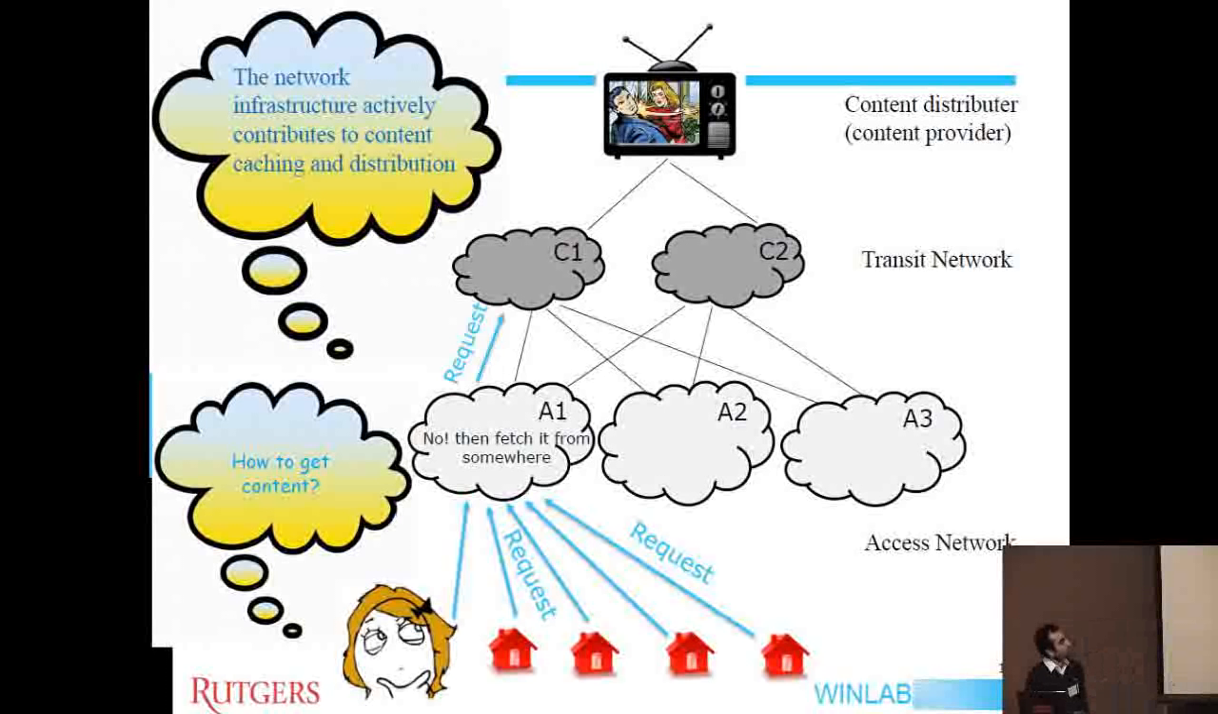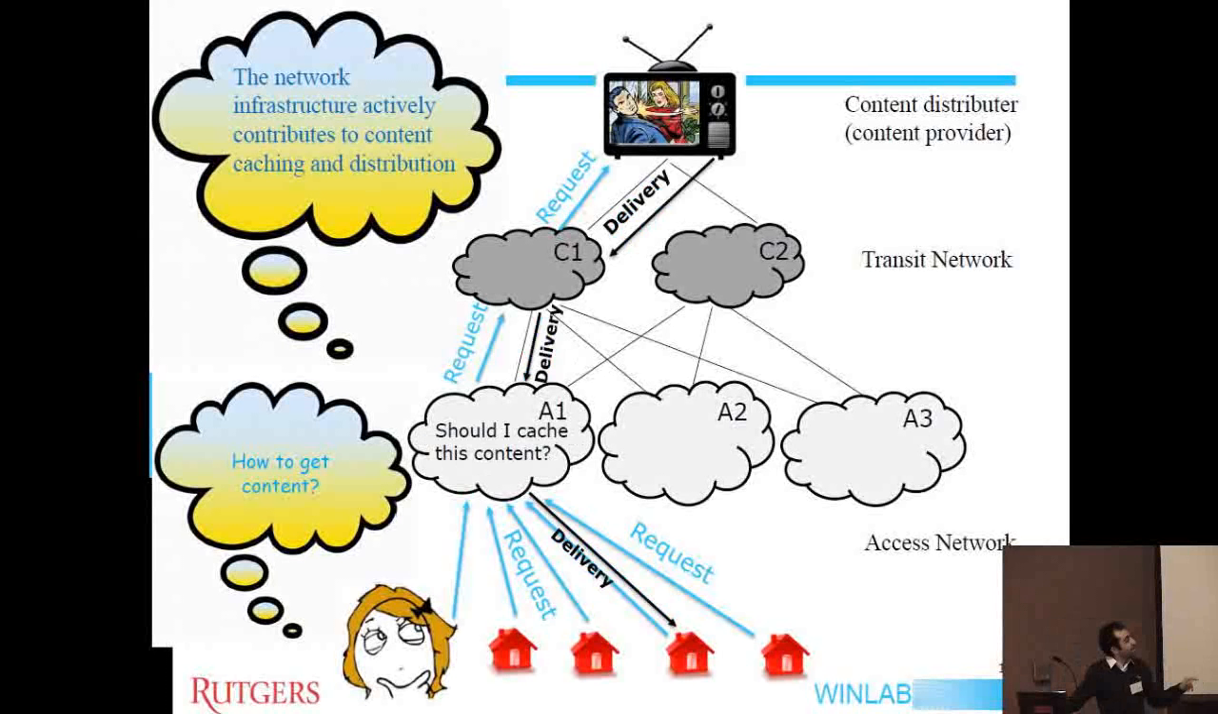And if one of them has this content, then it will deliver it back to the access ICN. But if it doesn't have it, then the transit ICN also sends a request to the content distributor, and for sure the content distributor has this content, and then it will deliver the content to the transit ICN and then access ICN 1, and at the end it will deliver it to the users.